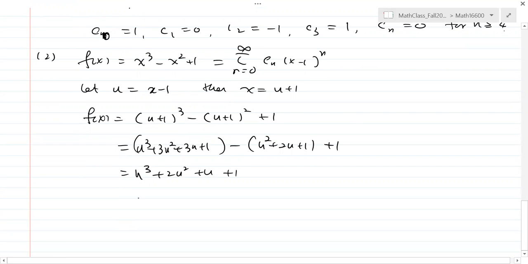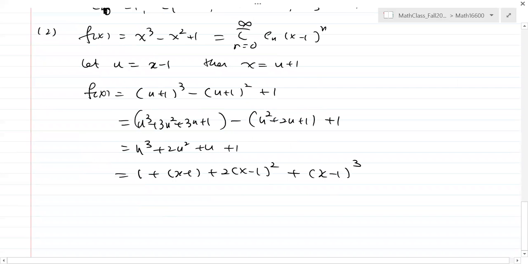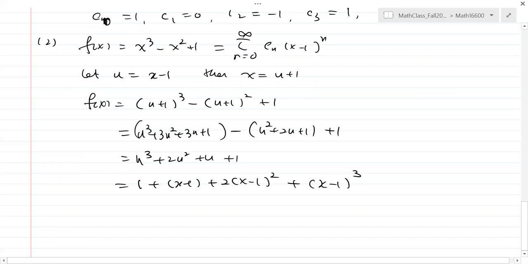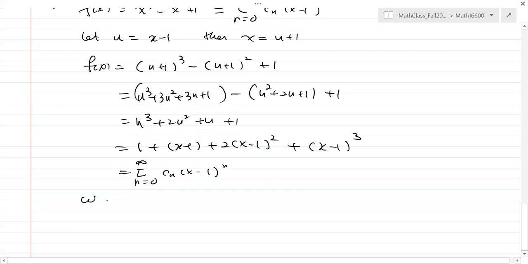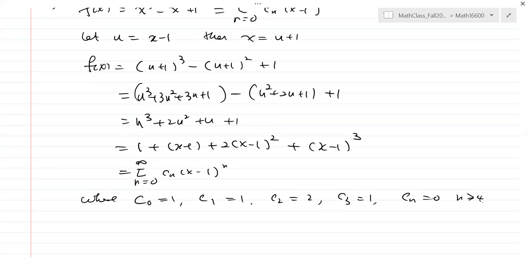And then you write it like this, in this order, because this is a power series representation of this polynomial in terms of u, at 1. If you want to express it in this form, you have to tell me what the coefficients are. C0 is 1, C1 is 1, C2 is 2, C3 is 1, and Cn is 0 for n greater than or equal to 4. This is the power series.